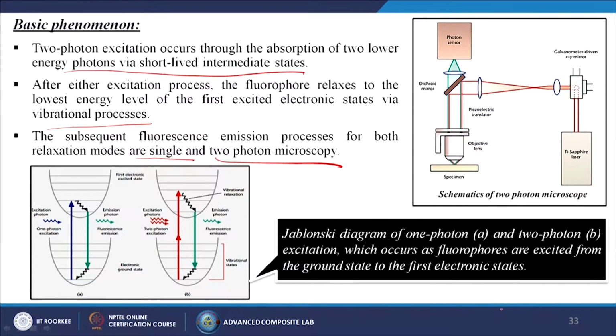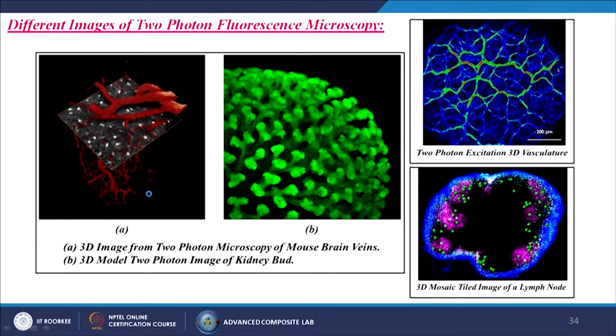Here is the Jablonski diagram of 1 photon and 2 photon excitation. Here the 1 photon excitation is taking place, and here the 2 photon excitation is taking place, which occurs as fluorophores are excited from the ground state to the first electronic state. So, you can see that this one is our electronic ground state, and it is going to the first electronic excited state. So, these all are the examples of 2 photon fluorescence microscopy.